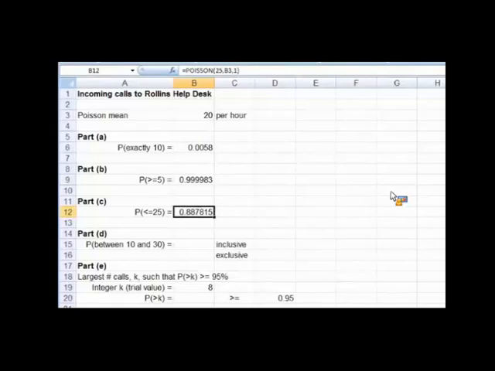Okay, supposing I want to know the probability of having somewhere between 10 and 30 calls arriving in a given hour. And here I say inclusive. And what does that mean? Well, I want the probability of getting between 10 and 30 calls, including those two boundaries. So the smallest value I want to include is 10. The largest value I want to include is 30. I don't want anything that's below 10, and I don't want anything that's greater than 30. How would I approach this?